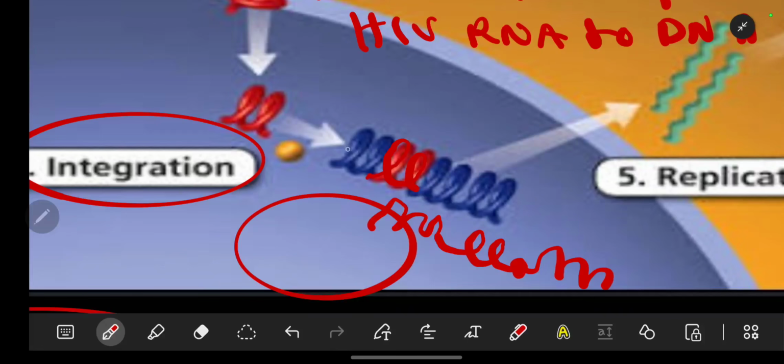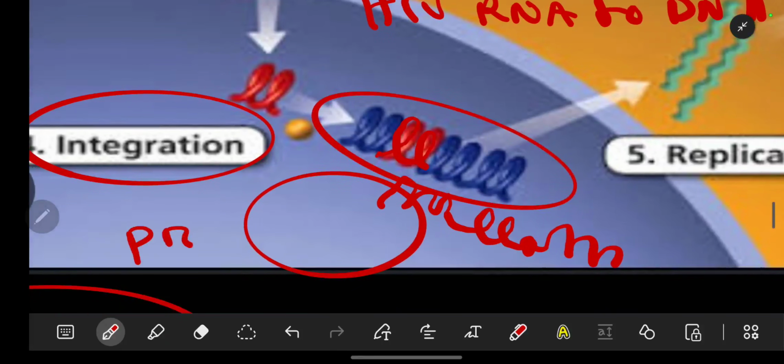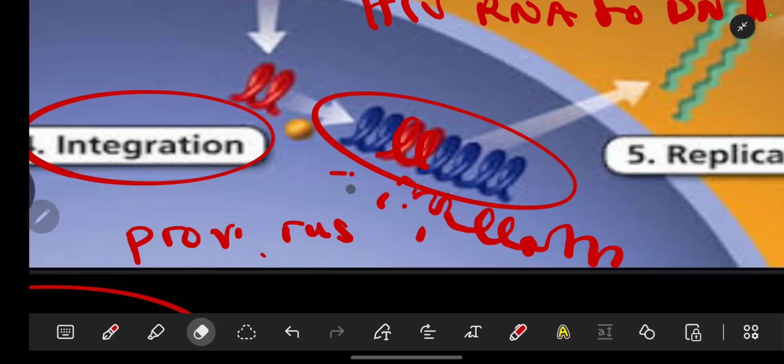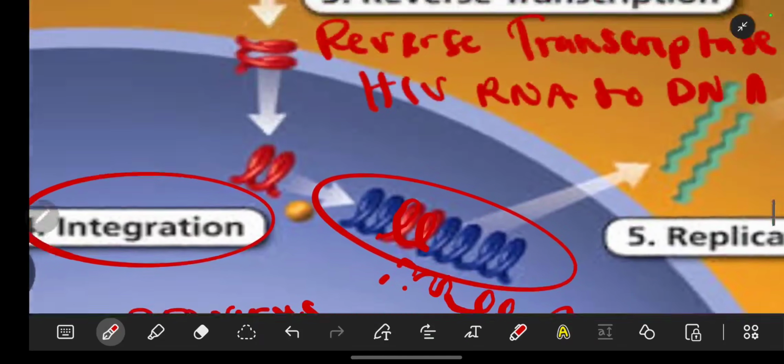So now what is formed after integration? This whole thing, the integrated form, is what we are going to call the provirus. You can think of it like this: if you are a pro, you are able to enter certain environments that are not even yours. So it is called a provirus. That is basically what integration is all about.